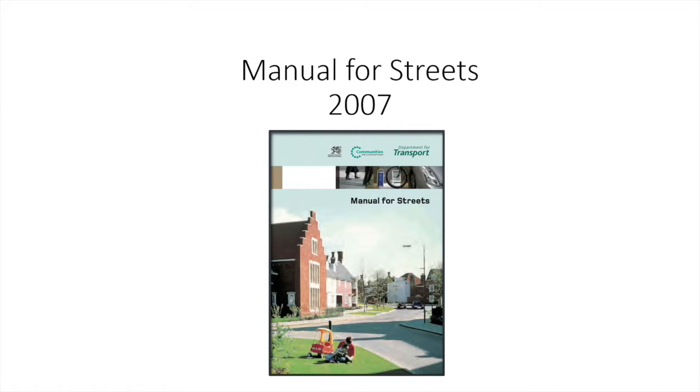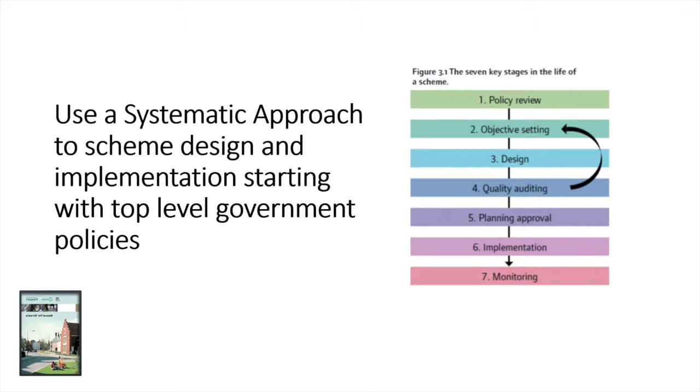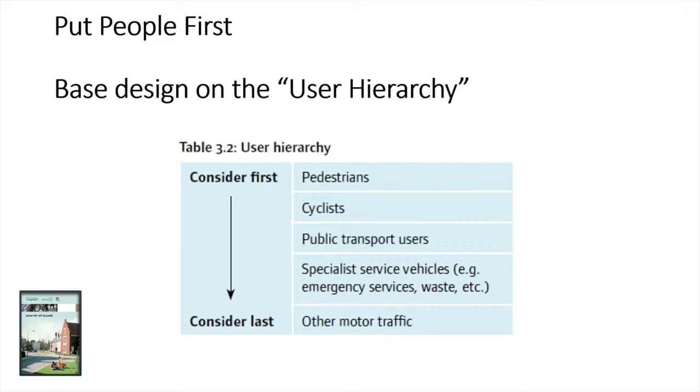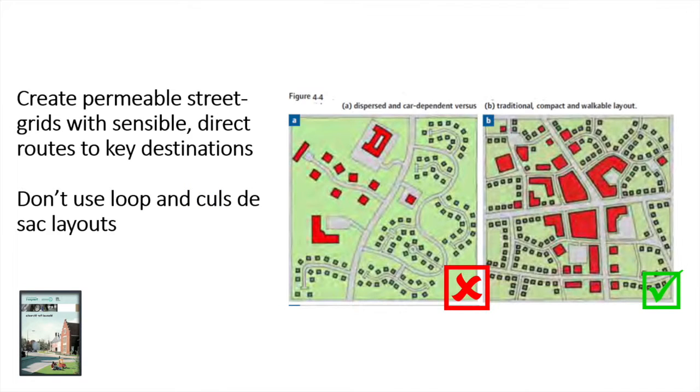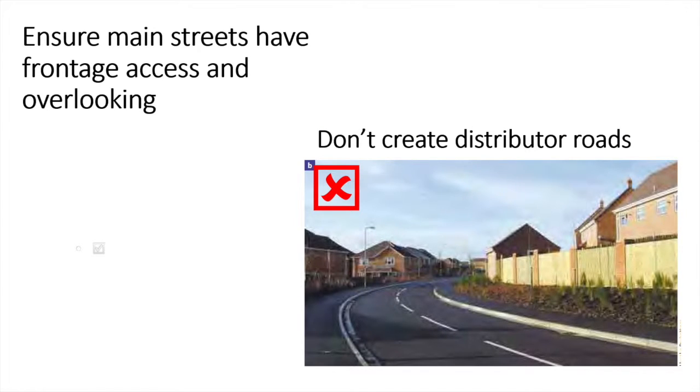Just as a reminder, I don't know how many people amongst us will be acquainted with this document, but let's reacquaint ourselves. It was published 11, 12 years ago. It encourages a systematic approach to the design, starting with policy review, objective setting, design, and when it boils down to it, a reflection, a quality audit to make sure that the design meets the objectives. It places people first. The pedestrians appear top of the hierarchy and other motor traffic at the bottom. It requires the creation of permeable street networks rather than loops and cul-de-sacs that you see on the left and distributor roads. It says specifically, don't create distributor roads.